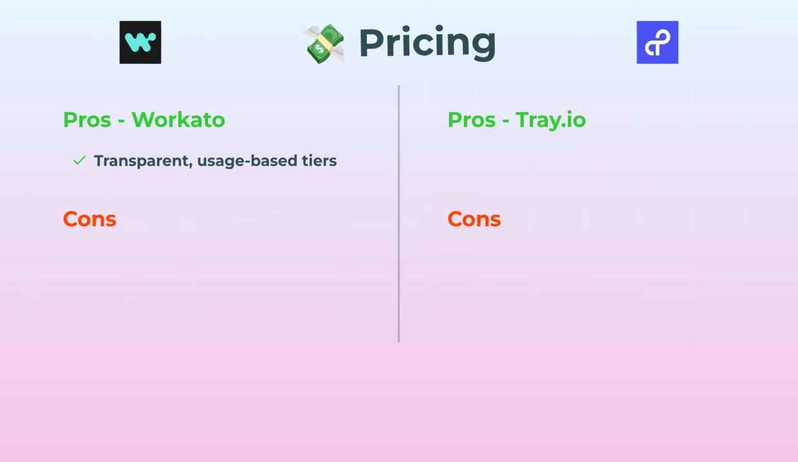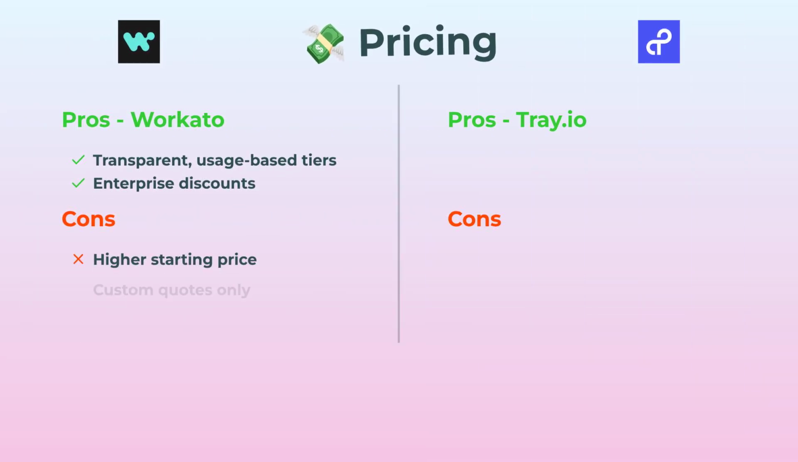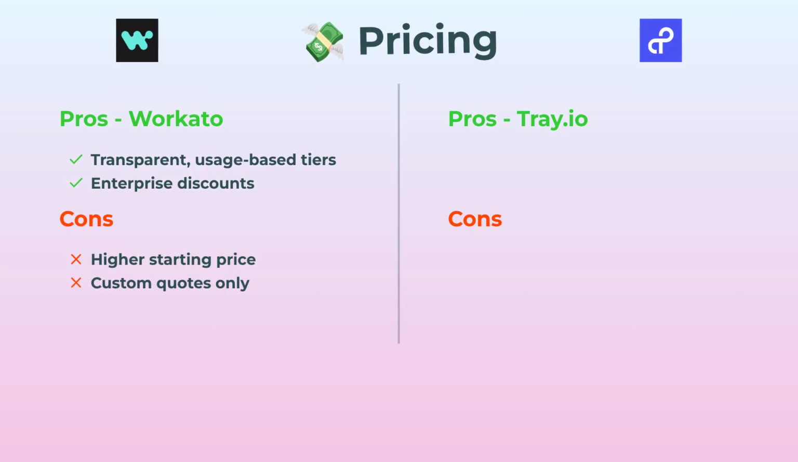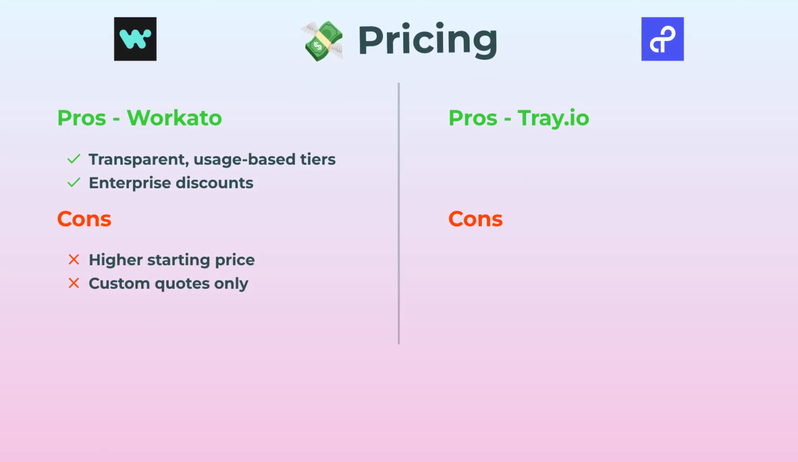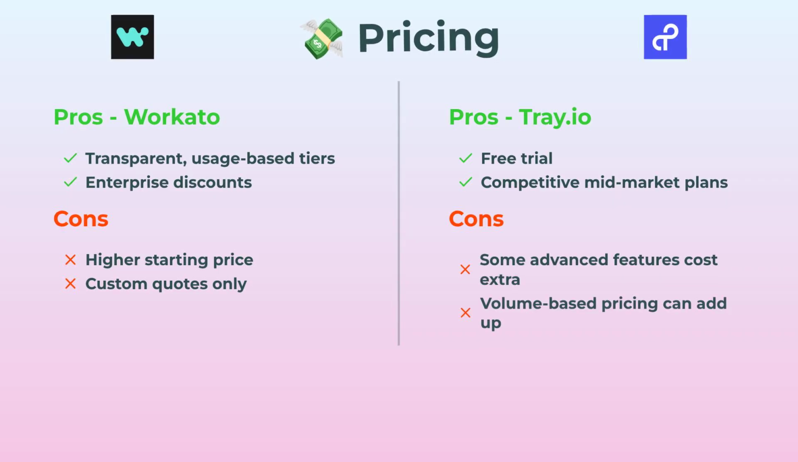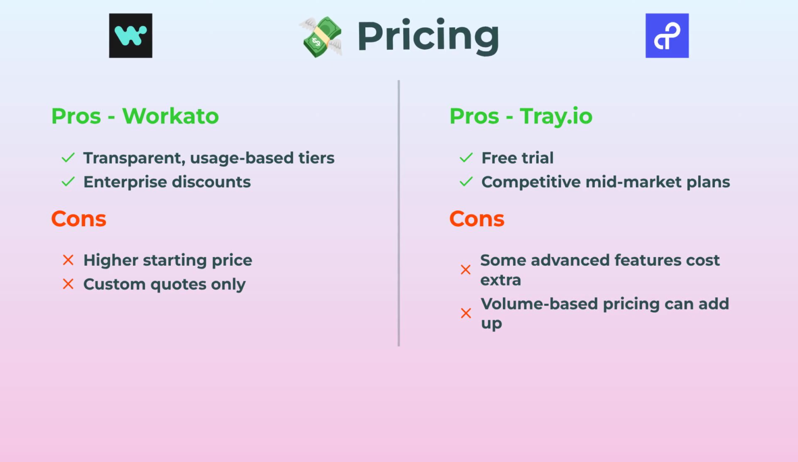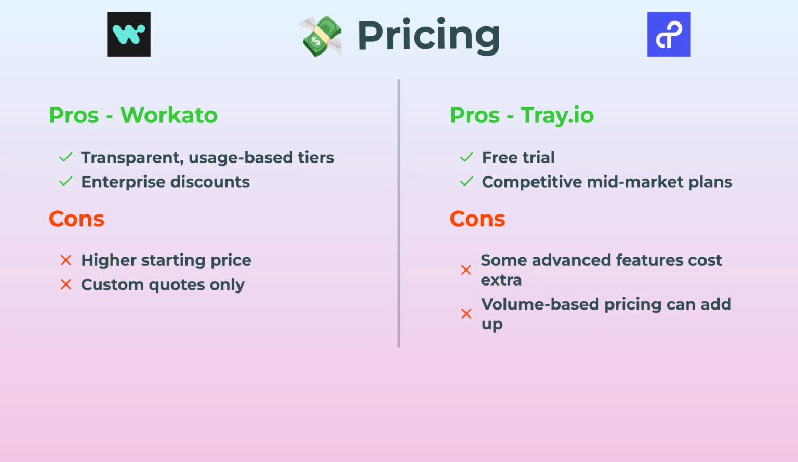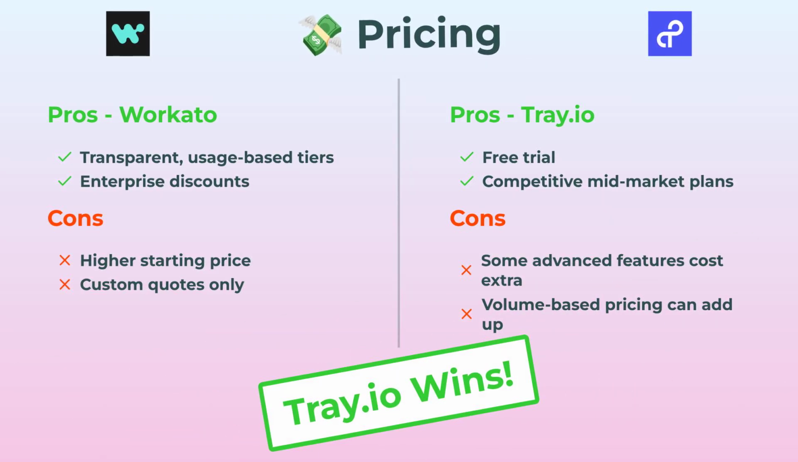First up, pricing. And honestly, it's not as straightforward as we'd all like. Workato starts a bit higher, and you'll need to chat with sales for a custom quote, which can be kind of intimidating. It's transparent once you get there, and they do toss in enterprise discounts. Tray.io, though, gives you a free trial and actually has some pretty attractive mid-market plans. Beware, though, some of those cool features? Yeah, they might cost you extra if you want to go all in. In this round, Tray.io edges out just a bit, mainly because that free trial is super nice if you just want to get your hands dirty without commitment.